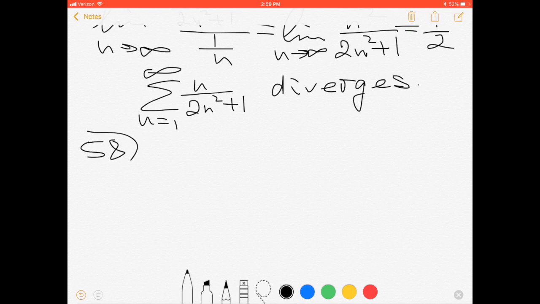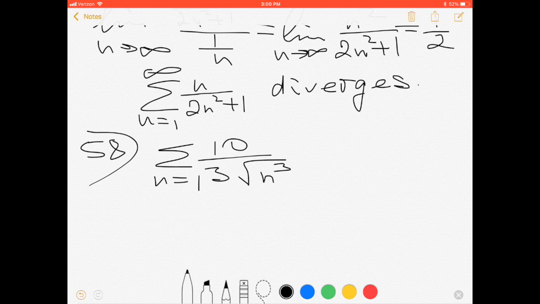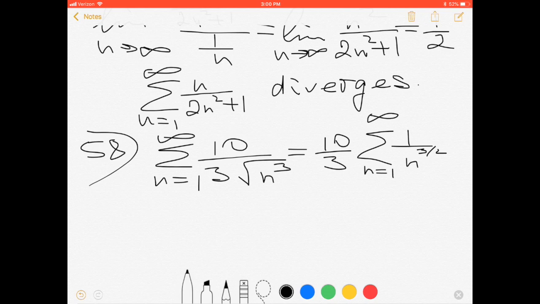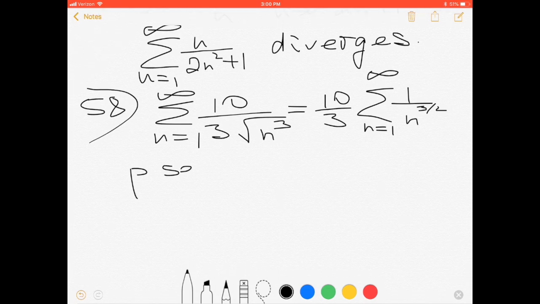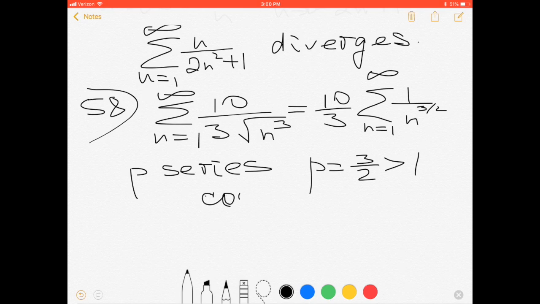Solving the next one, 58. You see, in all these three examples we are solving, we use three different tests. Let's go here. We have the series 10 over 3 square root n cubed, starting with 1 to infinity. First use the property of series, we take out the coefficient, and here we have 1 over n to a power. I write it this way, n to the 3/2, starting with 1 to infinity. This is exactly a p-series, and p equals 3/2. Greater than 1, this means the series converges.